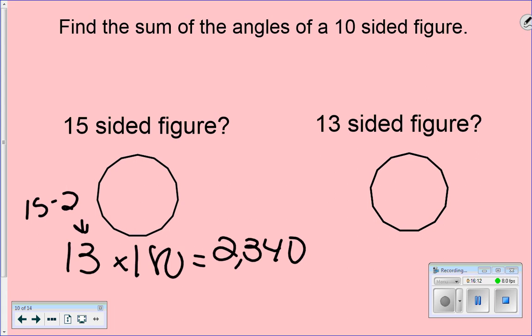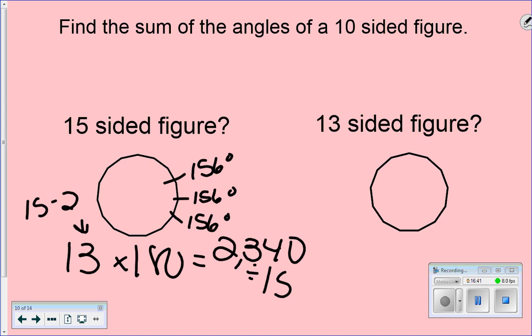So if I divide this by 15, each angle is going to be 156 degrees. You guys catching how this is going now? So first we had to figure out how many altogether, and then we can use that to figure out what one angle is, dividing by how many sides there are. Okay. Questions so far? So let's go back.